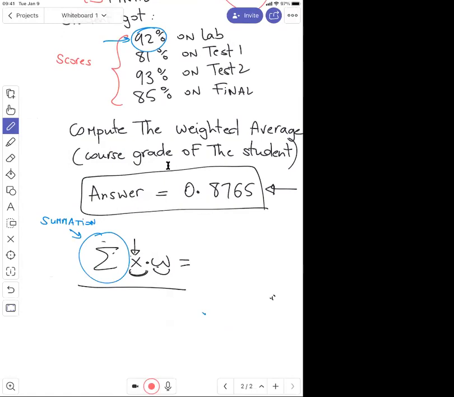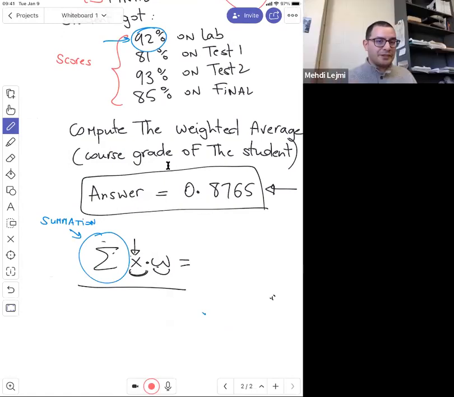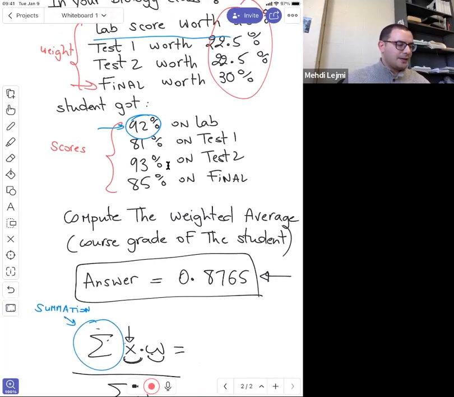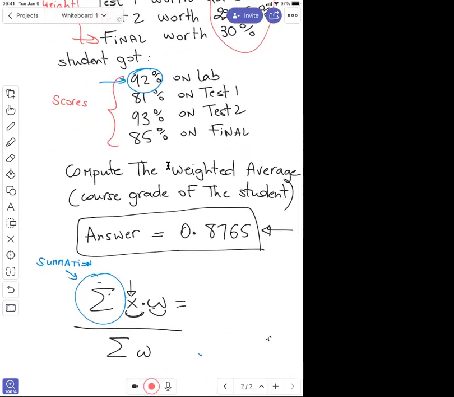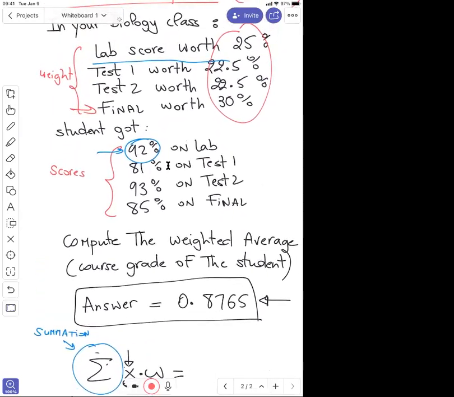All right, so I'm going to set my page up. So that would be the top. Now the bottom, the denominator, is supposed to be the sum of the weights. So you take the weight of the lab score plus the weight of the first test plus the weight of the second test plus the weight of the final. When I say the weight, I mean how much the test or the final or the lab score is worth. So for the bottom, I add up everything I got from the top, right?